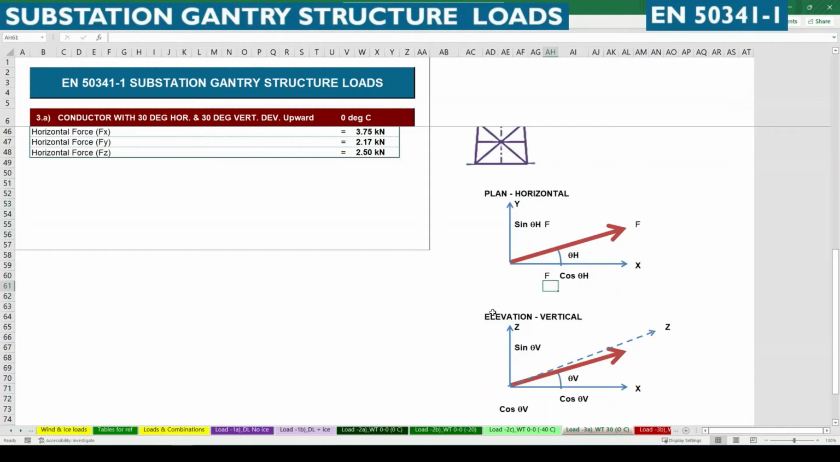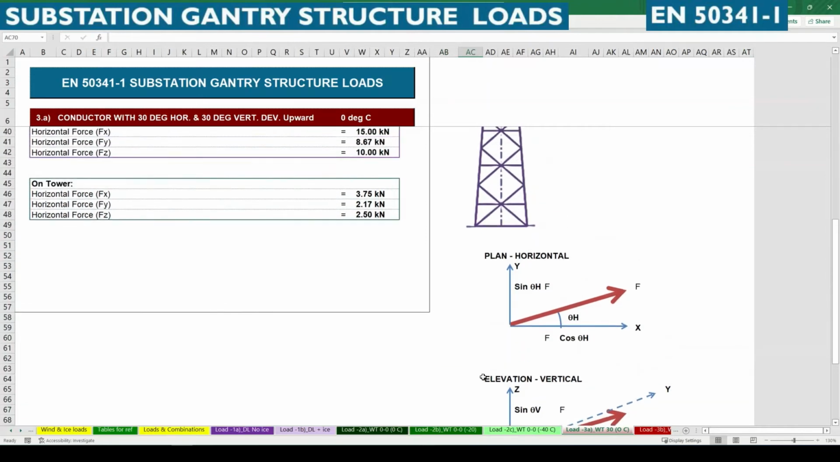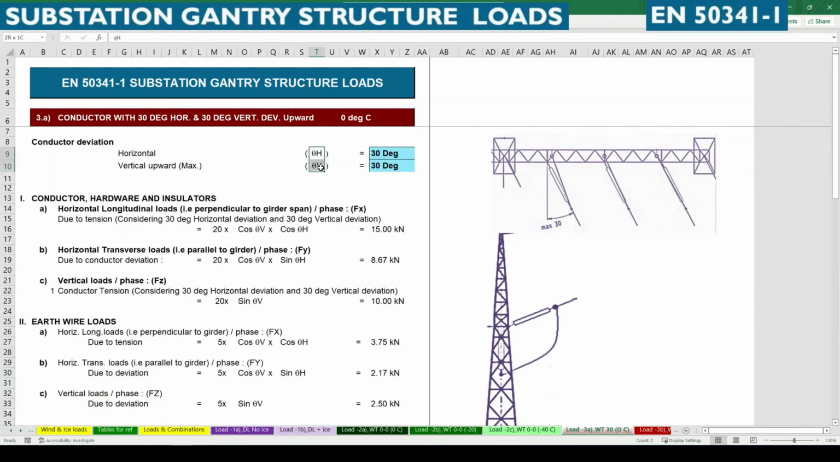Similarly for elevation view, when there is a vertical deviation of the conductor, cos V is considered for both the horizontal axes x and y, and for vertical it should be sin theta V. That theta is an angle. So we have mentioned it here, and the formula is arrived at like that.